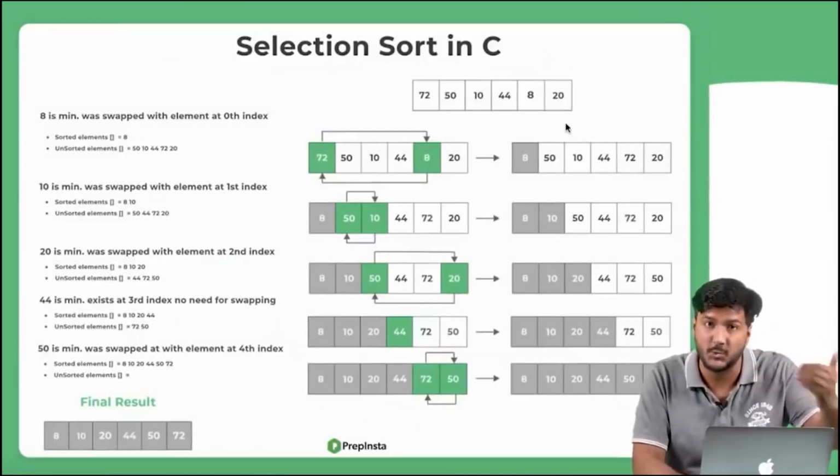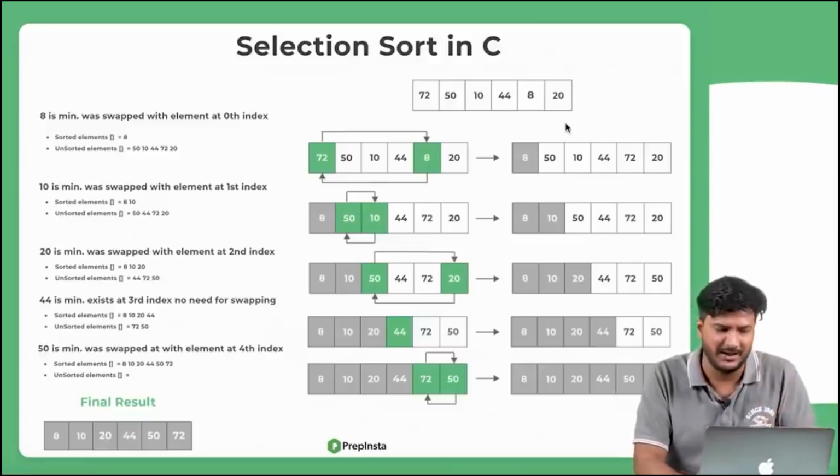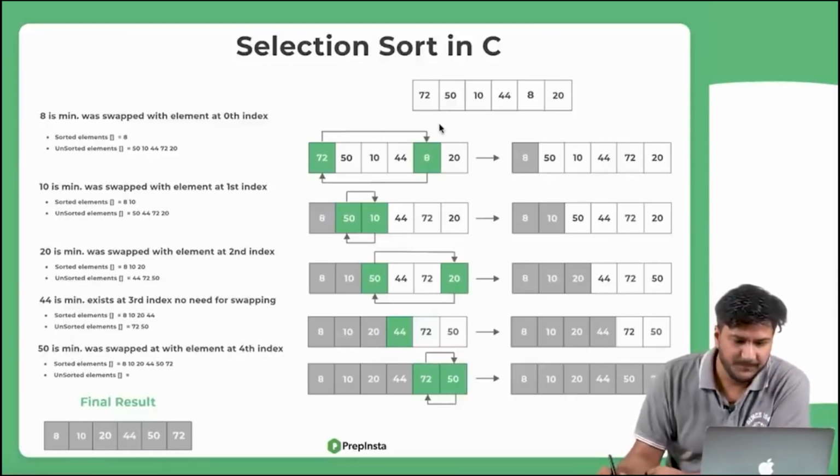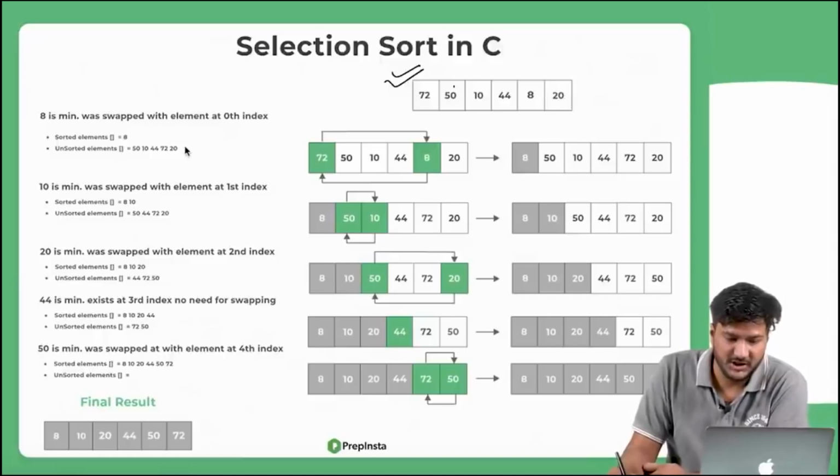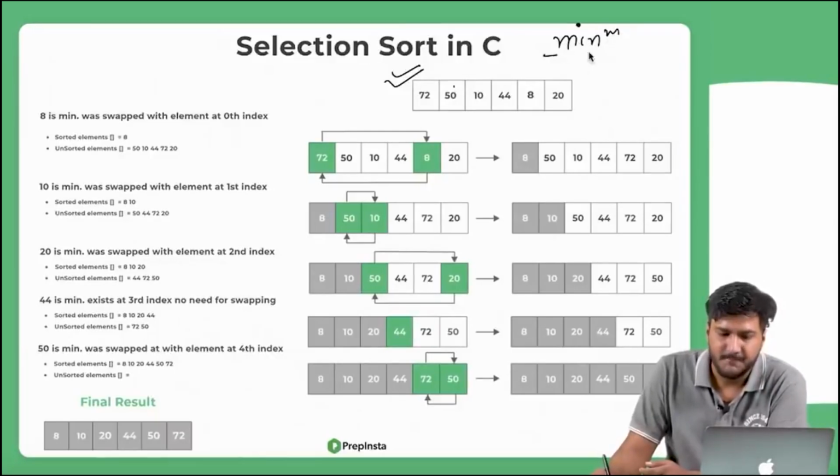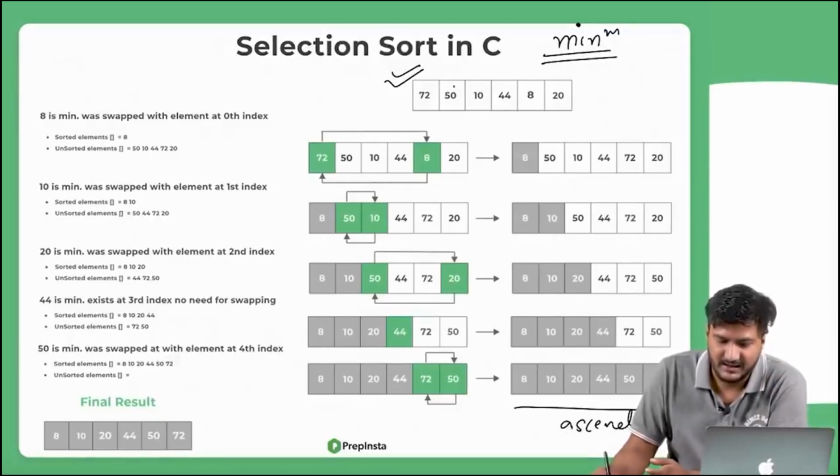So how does selection sort work? Let me very quickly help you understand. For example, this is the array that we have: 72, 50, 10, 44, 8, 20. In selection sort, let's say in this particular case we have to find the minimum value, and we have to sort the array. As you can see, this array is to be in ascending order. Finally, in our question, it is in descending order.